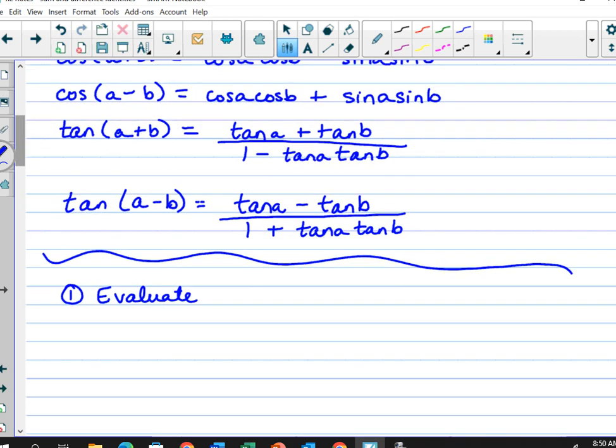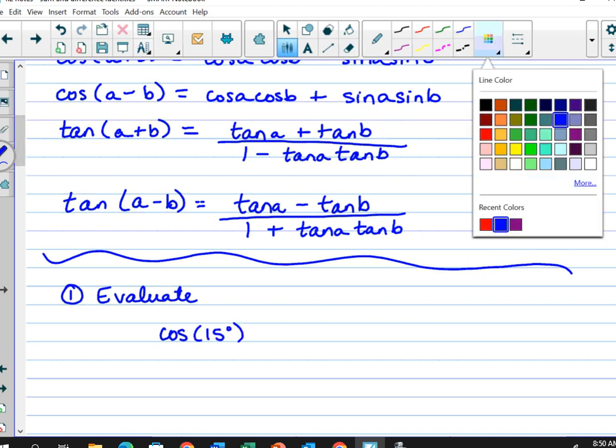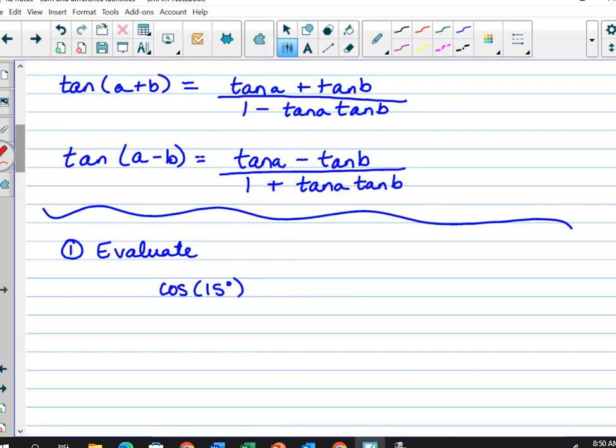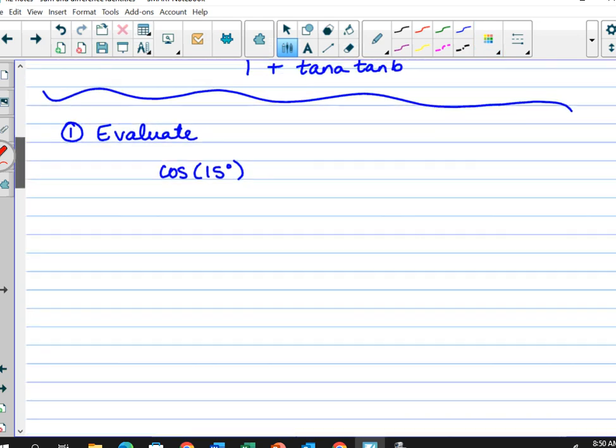All right, let's do cosine of 15 degrees. So 15 degrees is not one of the angles on our unit circle, right? But could you make 15 degrees out of two angles that you do know on your circle? 45 minus 30. Let's do that.